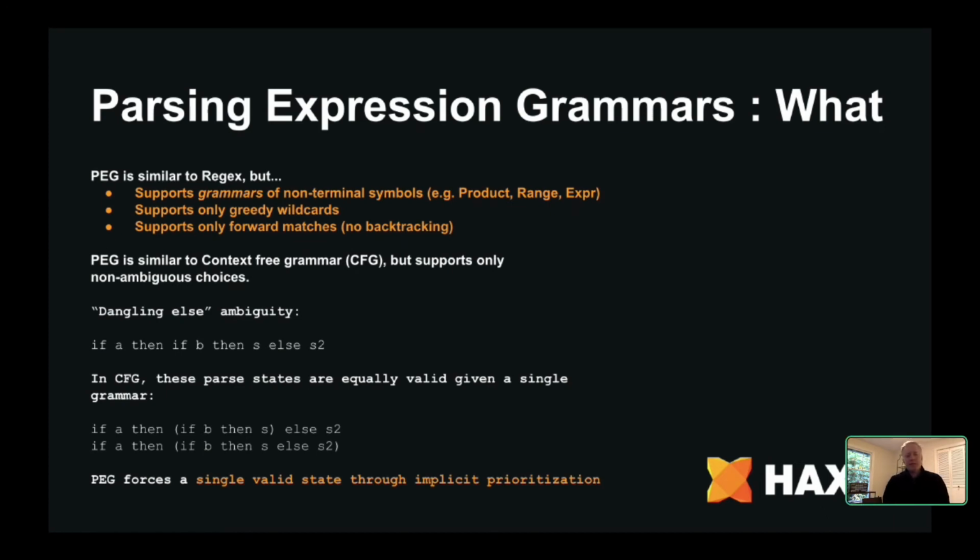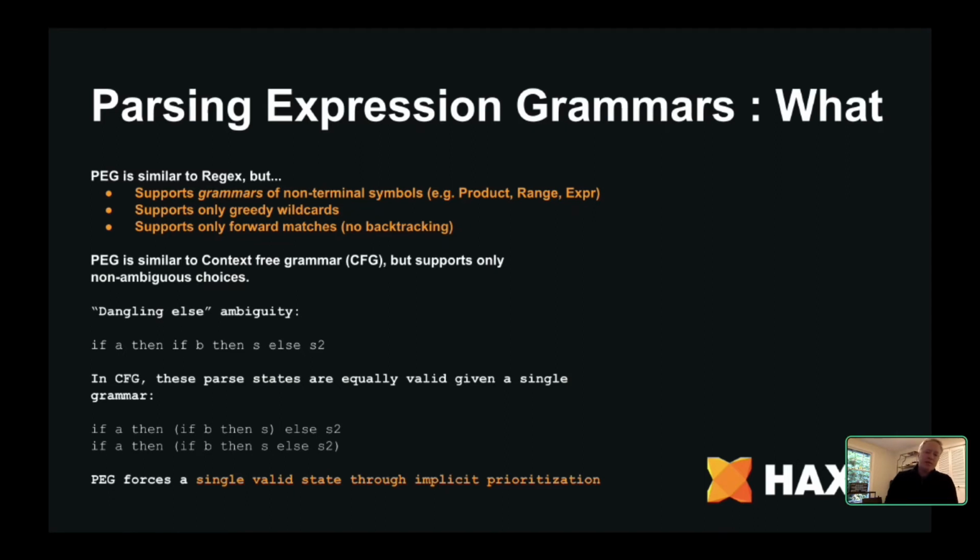So once again, comparing this to regex, it supports grammars of non-terminal symbols. It supports only greedy wildcards, only forward matches, no backtracking. And then it's similar to other approaches like context-free grammars. In fact, when I saw this, I said, "Oh, isn't this just a context-free grammar?" But it has some constraints on top of context-free grammars as well, because it's only going to support non-ambiguous choices.